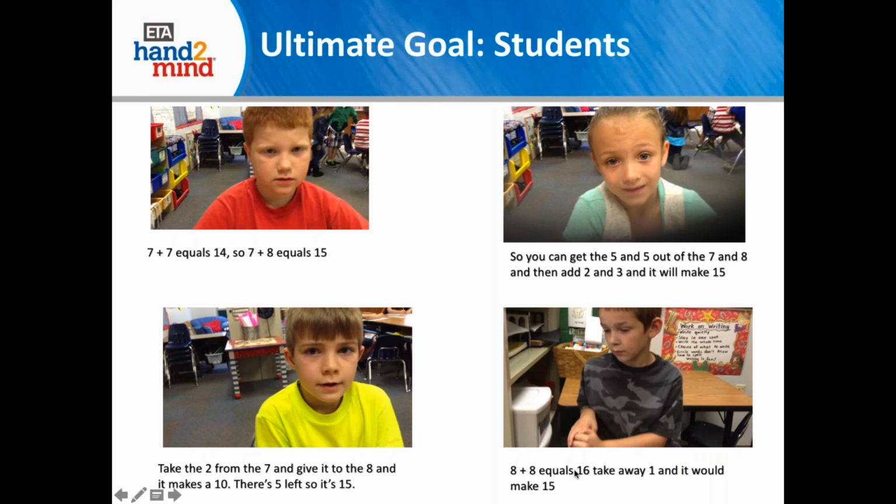Looks like our last little buddy is not fully going to load on his video, but he walks us through using a double strategy for this of 8 plus 8, and knowing that that is 16, and then being able to subtract 1 away from that to make 15.